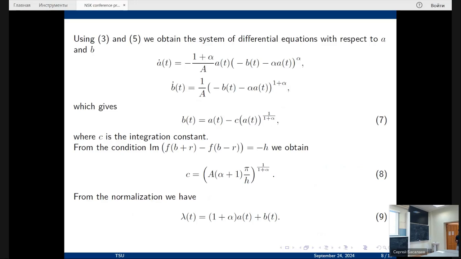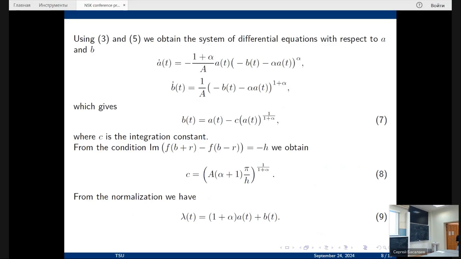We now have a system of differential equations for the parameters a and b. From the relevant calculation and simplification, we can find this system in front of you, and solving the system gives us equation number 7. It's b through a, and the constant c is the integration constant. We can find it from this condition.